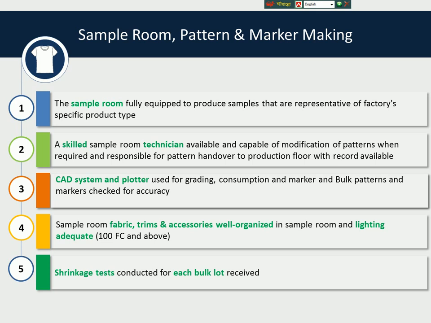Sample room fabrics, trims and accessories are well organized in the sample room, and lighting is adequate, 100-foot candle and above. Shrinkage test is conducted for each bulk lot received.